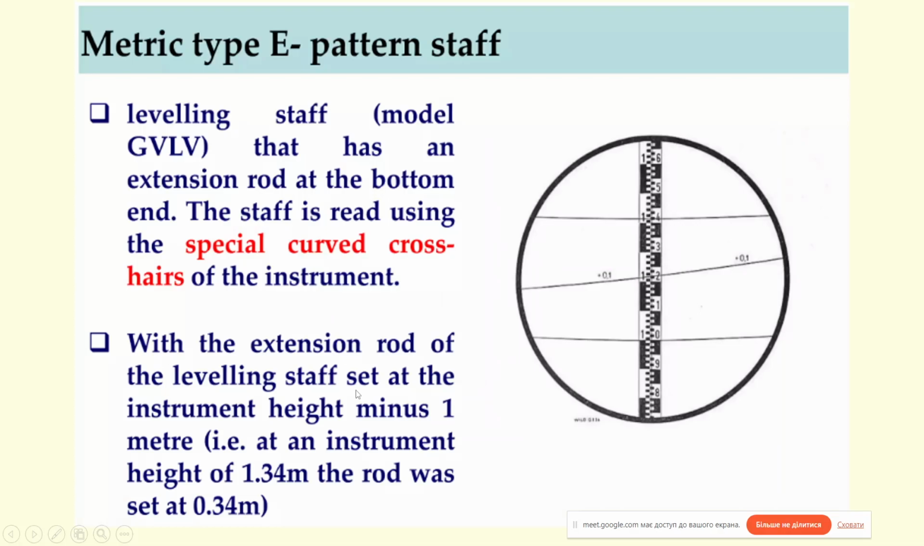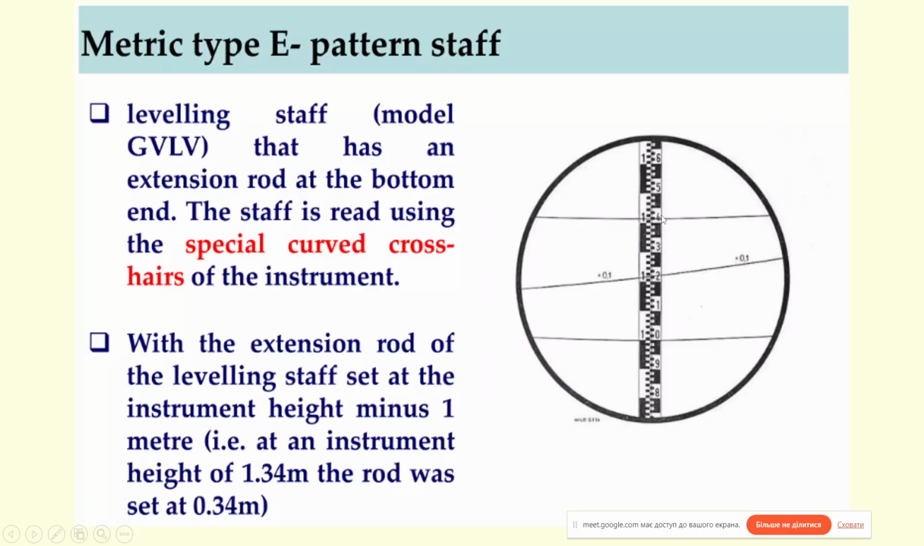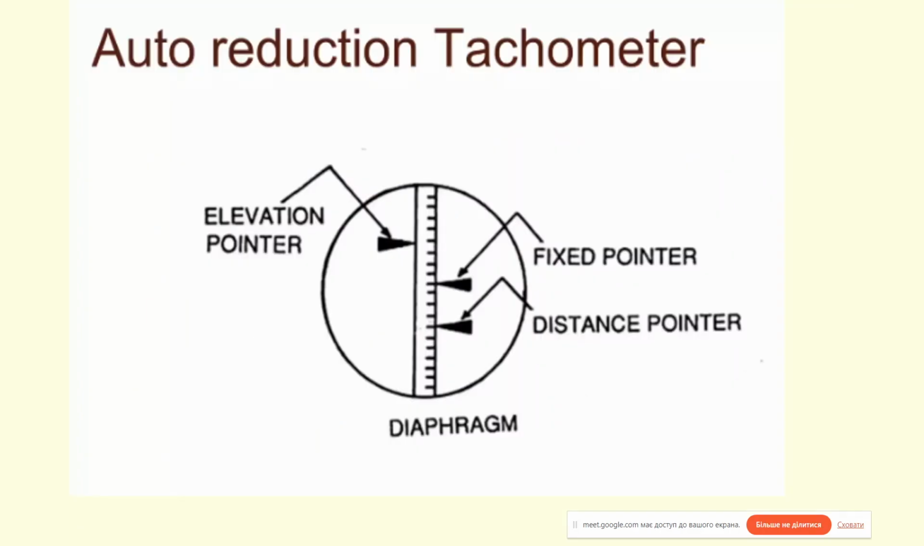We have three special hairs in the auto-reduction tacheometer: elevation pointer, fixed pointer, and distant pointer. You can see these crosshairs automatically mark on the rod the distance and the phase difference between instrument and rod.